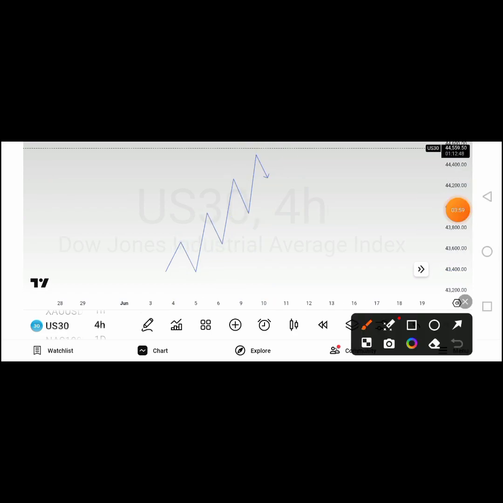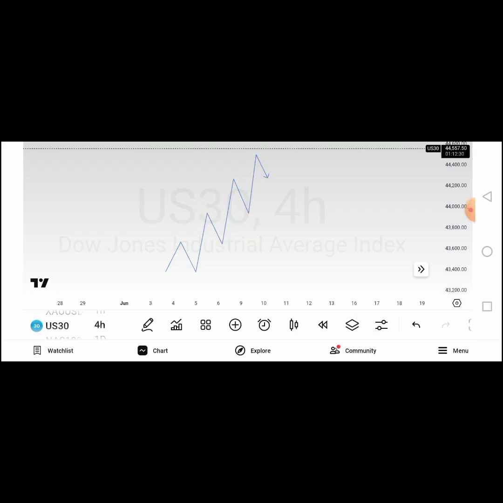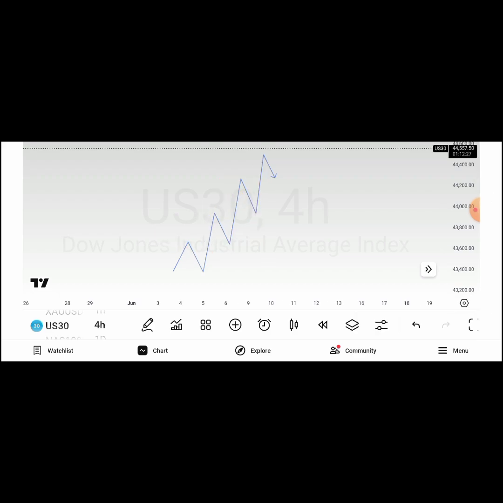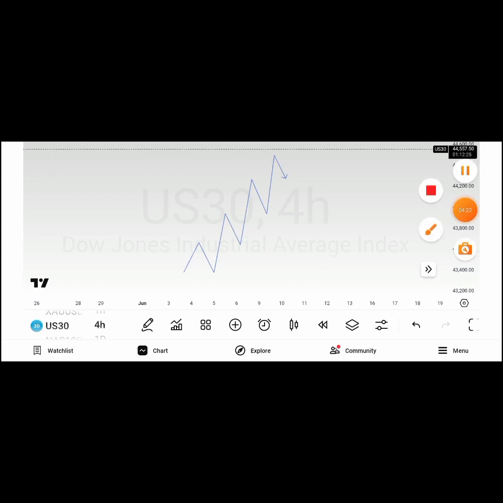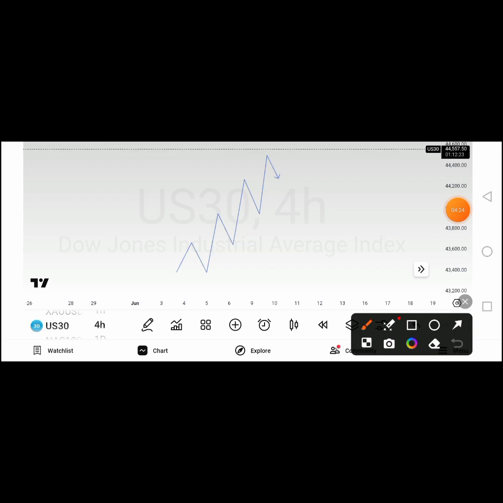So this one is resistance, and the resistance was broken, and when the market came back, it turned that resistance to support. All right, and then it broke that resistance again, turned it to support, and so on. So that's how the market moves. Resistance turned to support. Now this move is an impulsive move.